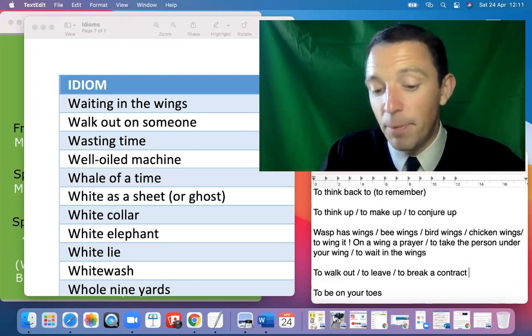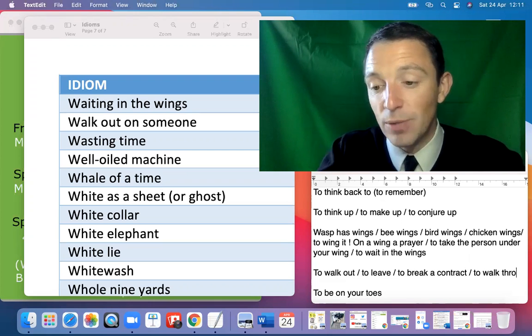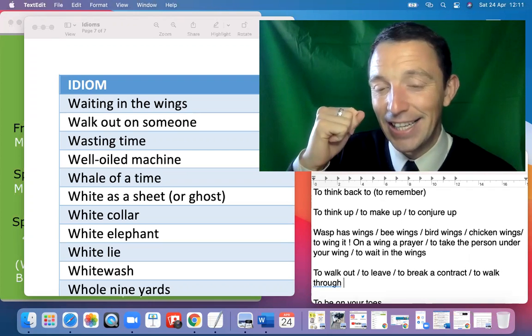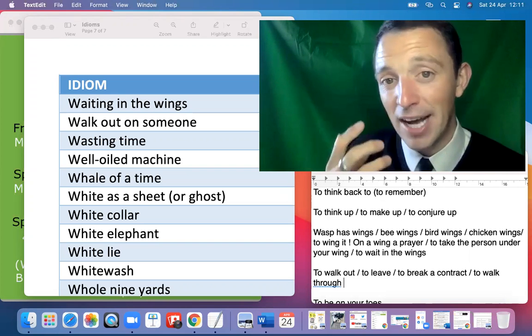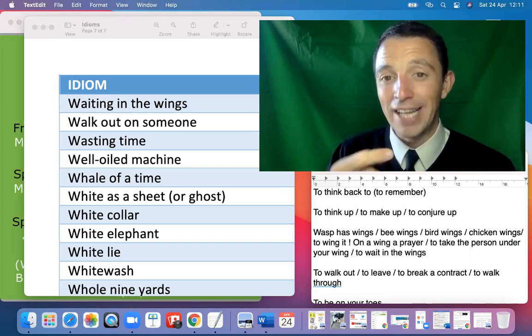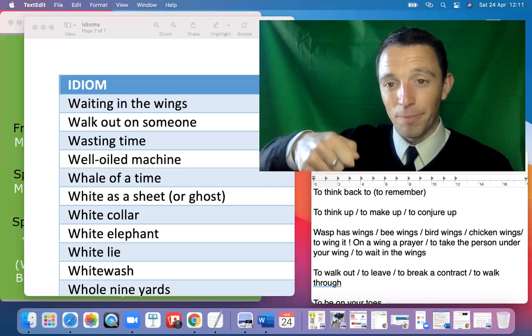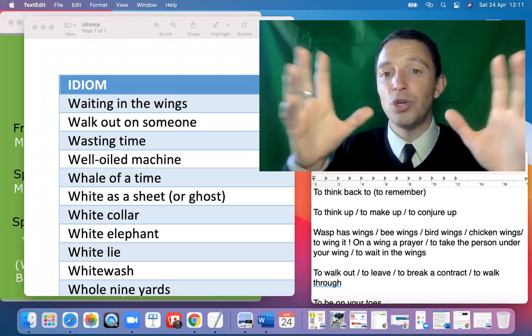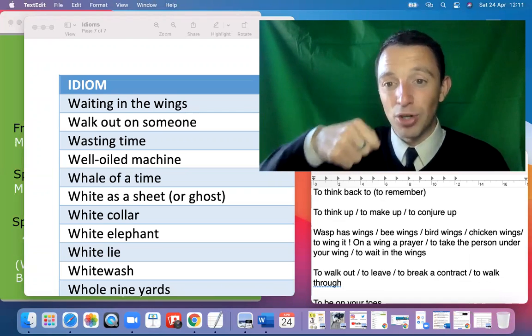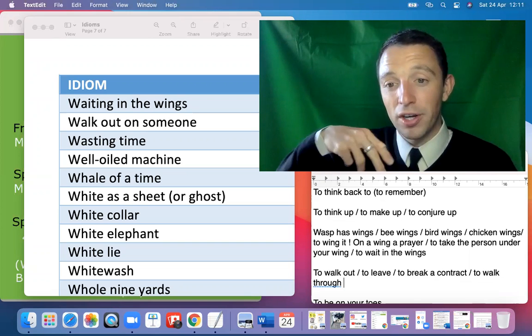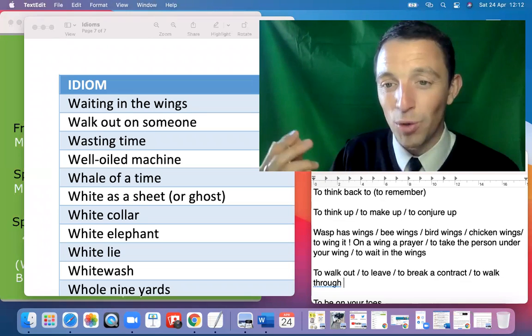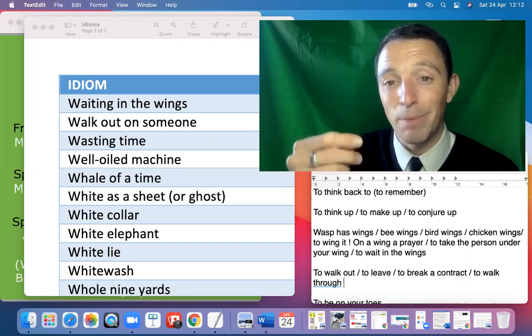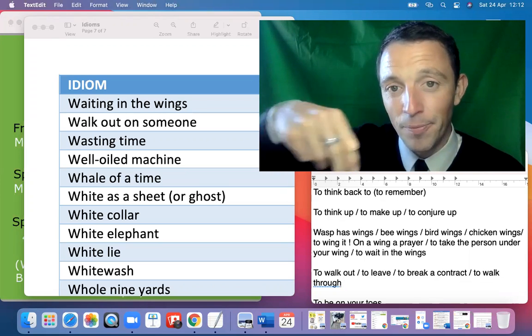Walk through is possible as well. So to walk through is to explain the instructions. For example, I want to show you a demonstration of how to cook. I have a YouTube tutorial to show you how to cook. First I want to walk you through the process. So I want to basically explain the process to you very slowly.